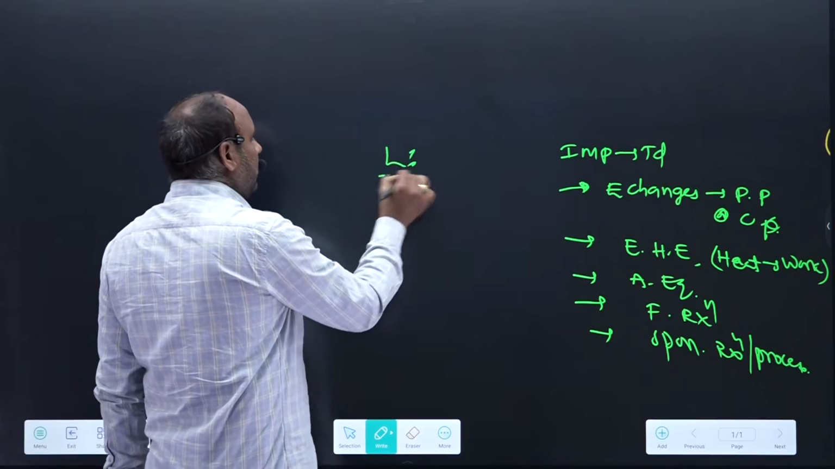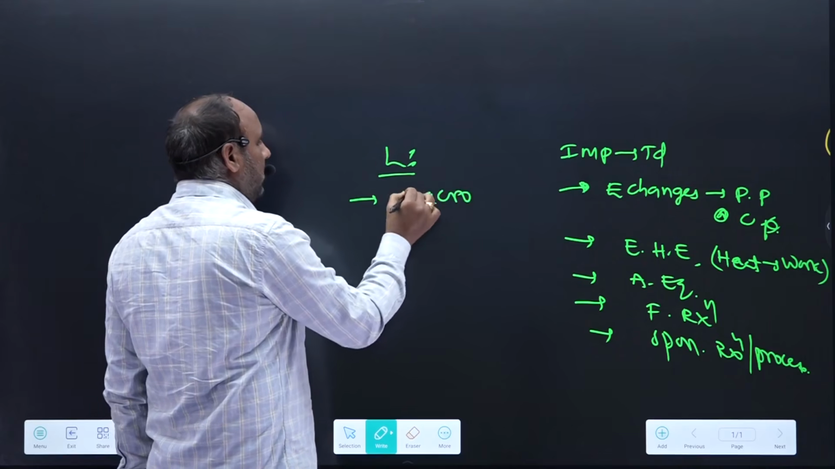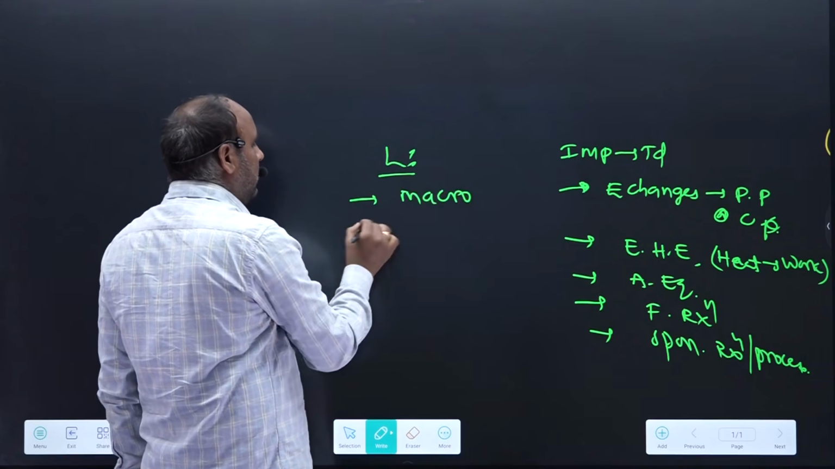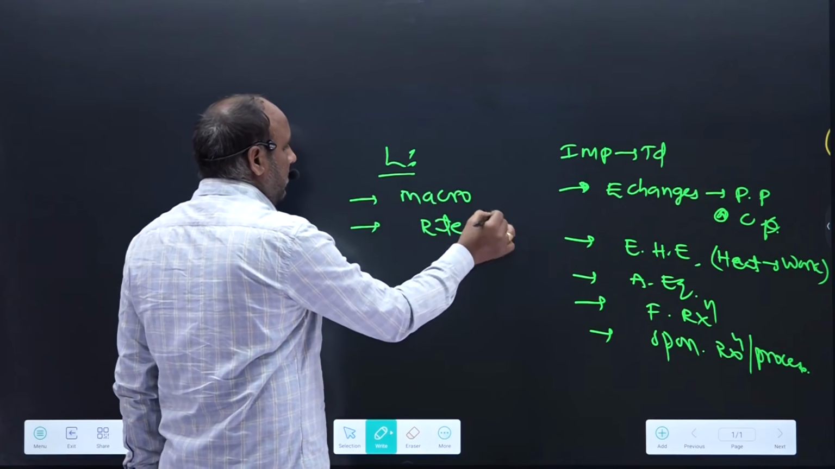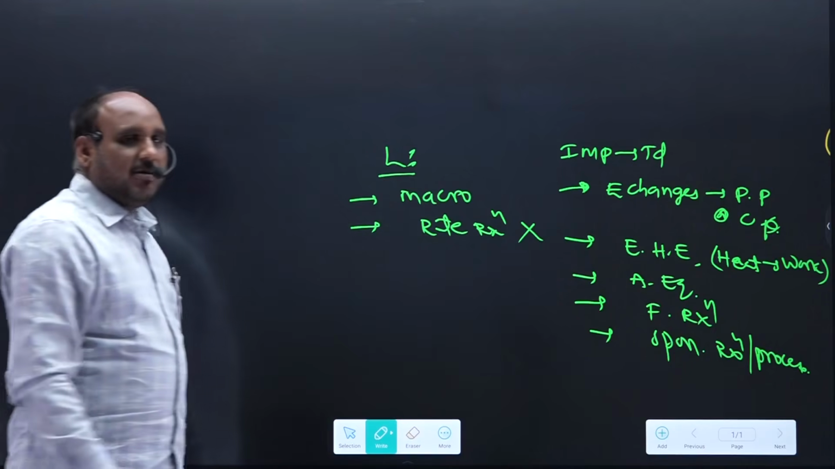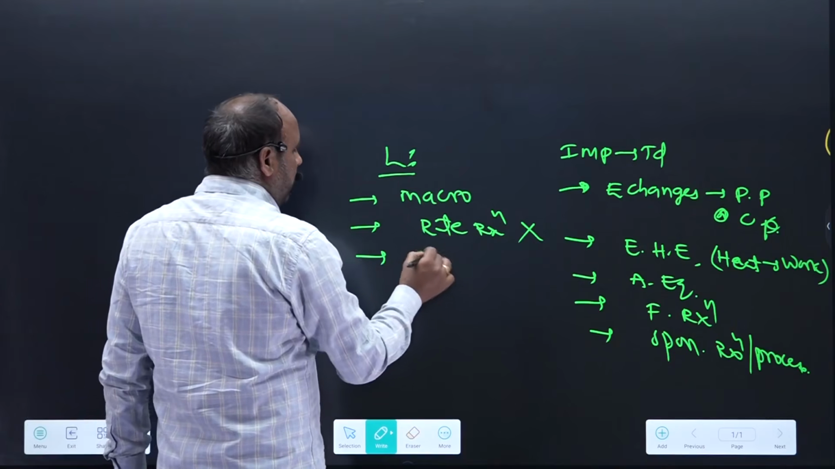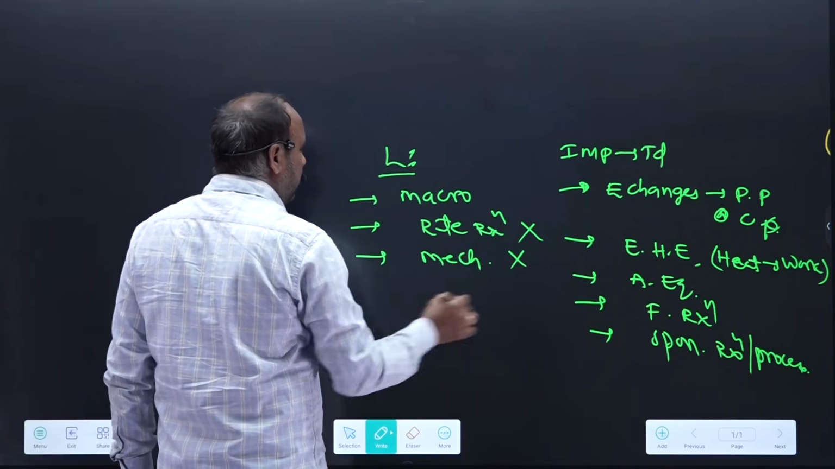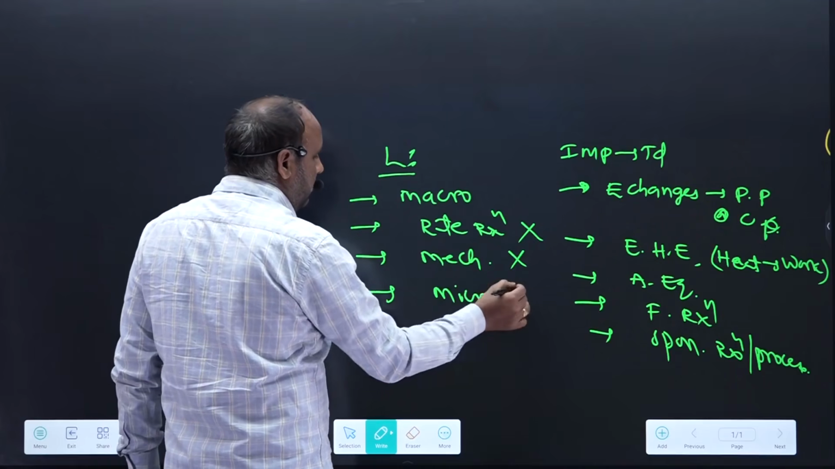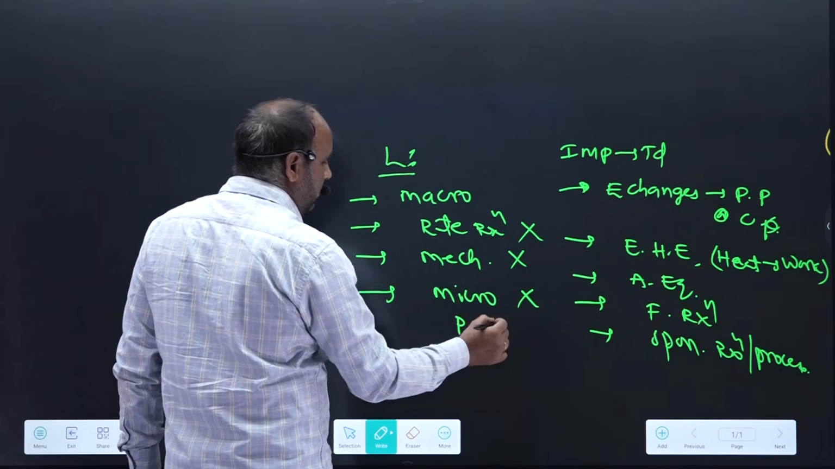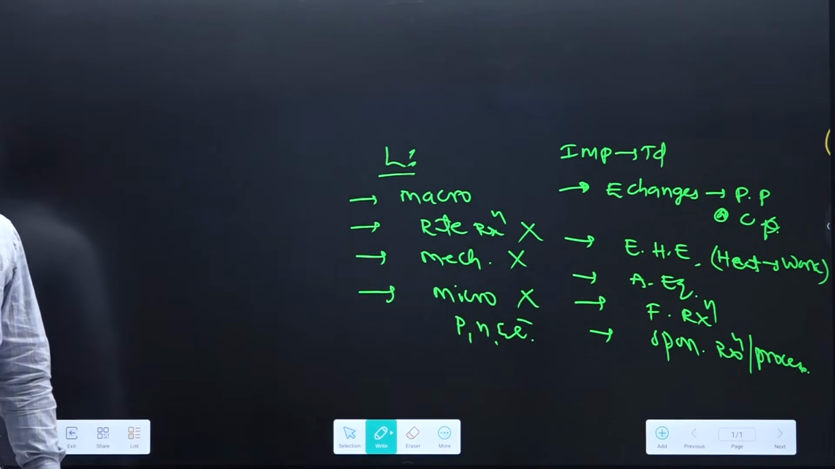Right. What are those limitations? It is applicable for macro particles only, large particles. The rate of reaction cannot be predicted from thermodynamics. Then the mechanism also cannot be predicted. It cannot be applicable for microparticles like protons, neutrons and electrons. Right. So this is the importance and limitations of thermodynamics.